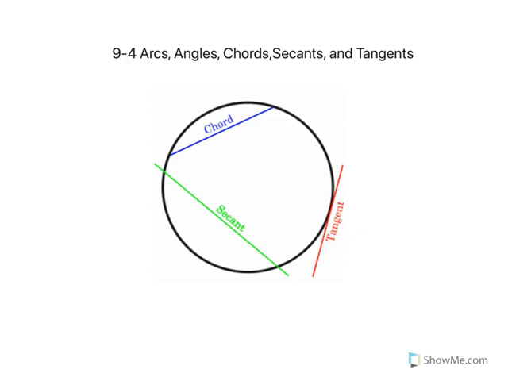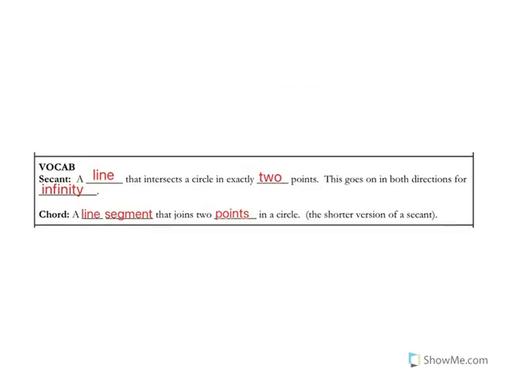Unit 9, Section 4. Arcs, angles, chords, secants, and tangents. Lots of different words. Most of these you know. These are kind of reminders. A secant is a line that intersects a circle in exactly 2 points. This goes on in both directions for infinity. So a secant is basically the longer version of a chord.